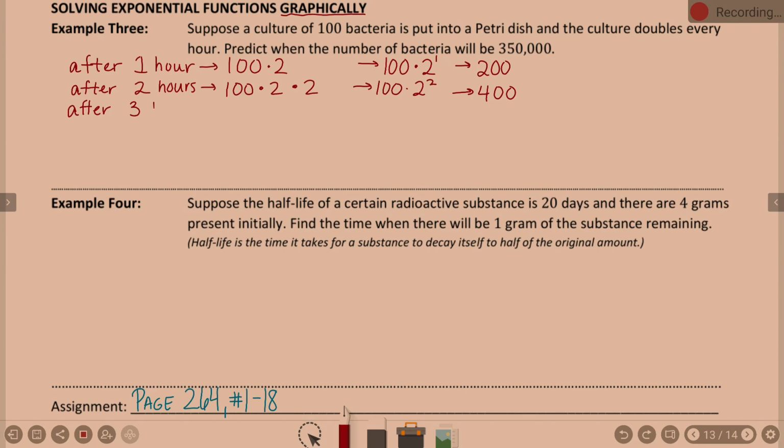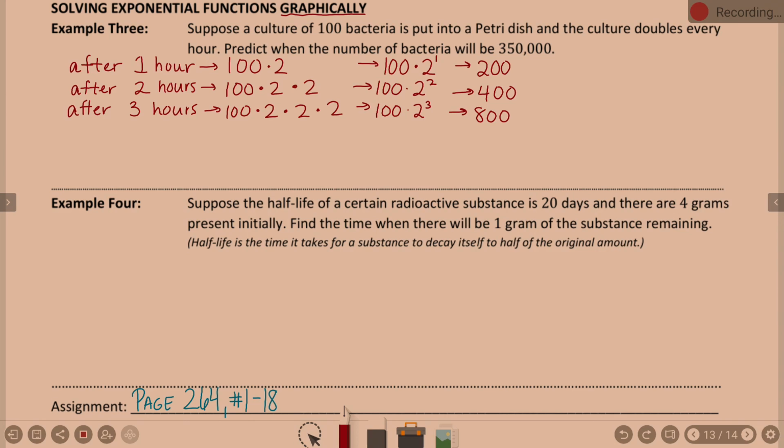What about after 3 hours? Okay, 400 will double to 800. How do we get to 800? It was the original 100 times 2 the first hour, times 2 the second hour, and times 2 the third hour, which is rewritten as 100 times 2 to the third. Okay? May seem kind of basic, but it gets me to where I want to be.